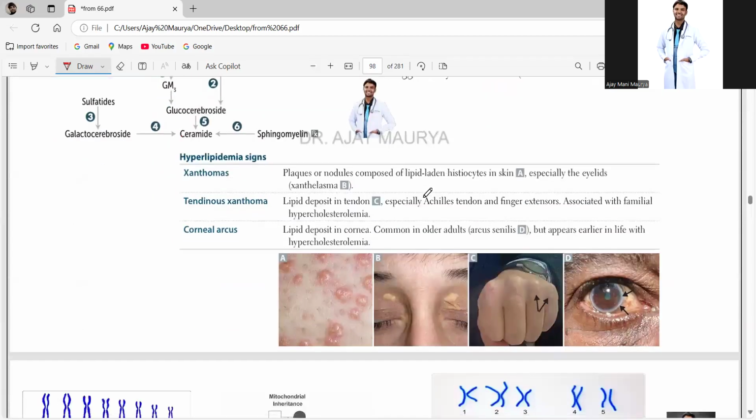There are hyperlipidemia signs here: xanthomas, tendinous xanthoma, and corneal arcus. Xanthoma, remember, is plaques or nodules composed of lipid-laden histiocytes in the skin, especially around the eyes. They are going to give these images and you have to identify: this is the xanthoma, this is the tendinous xanthoma, deposition of lipid in the tendon, and this is the corneal arcus, lipid deposition in the cornea.